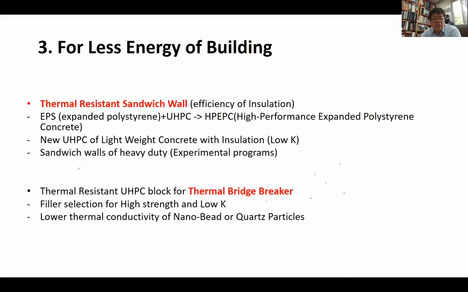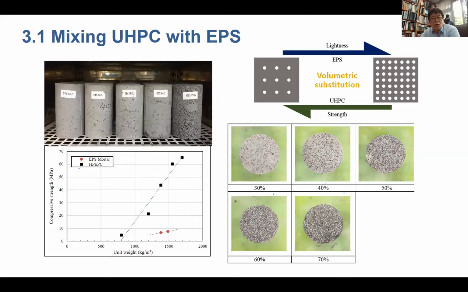Also, we performed some work to increase strength, high strength. Also, thermal resistance is increased by using nano bead particles. So I'd like to present this experimental result. Mixing UHPC with EPS results in lower weight, that means lightweight, and the thermal resistance increases, but the compressive strength is decreased.